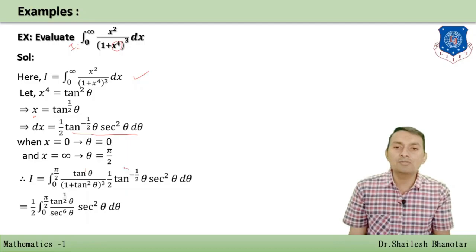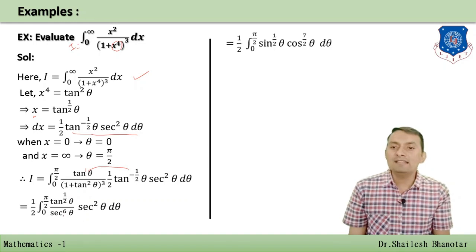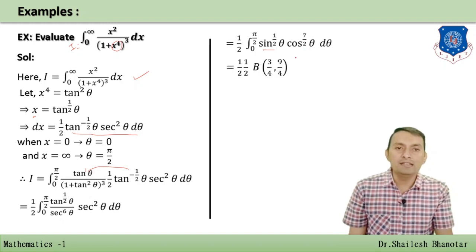When I combine these two, I will get tan raised to 1/2 theta, and 1 plus tan squared is nothing but sec squared, raised to power 3, so I will get sec raised to 6. And sec squared is there, so whenever I simplify this, 1/2 into the integration from 0 to pi by 2, tan can be written as sine divided by cos. So I can write sine squared raised to 1/2 divided by cos squared raised to 1/2. When we simplify, what I will get is cos raised to 7/2 theta d theta. But again, this is the property of the beta function.